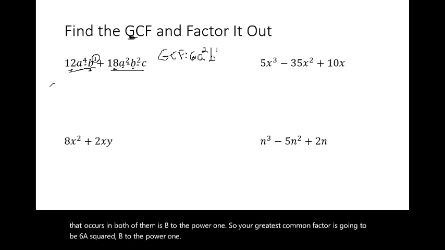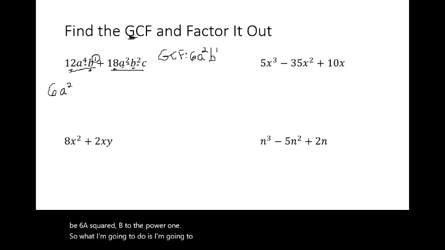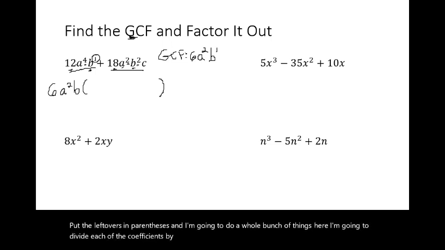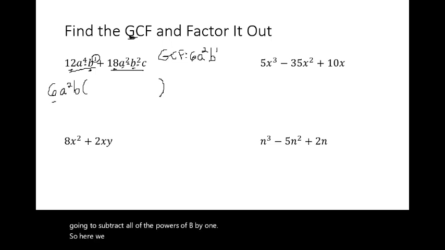So what I'm going to do is write my GCF out front, put the leftovers in parentheses, and do a whole bunch of things here. I'm going to divide each of the coefficients by 6. I'm going to subtract all of the powers of a by 2, and I'm going to subtract all of the powers of b by 1. So here we go. 12 divided by 6 is 2. a to the fourth minus 2, so 4 minus 2 is a to the power 2. And then for the b terms, b to the power 1 minus 1 is b to the power 0.